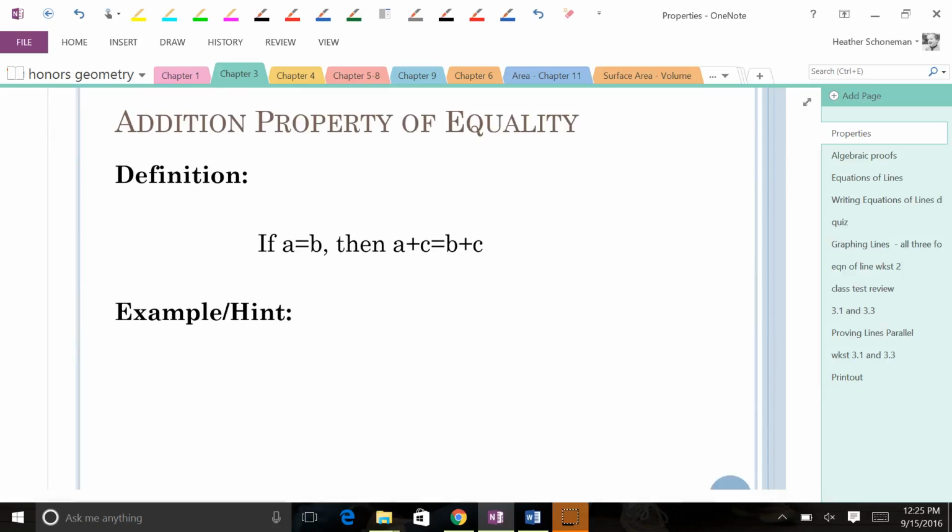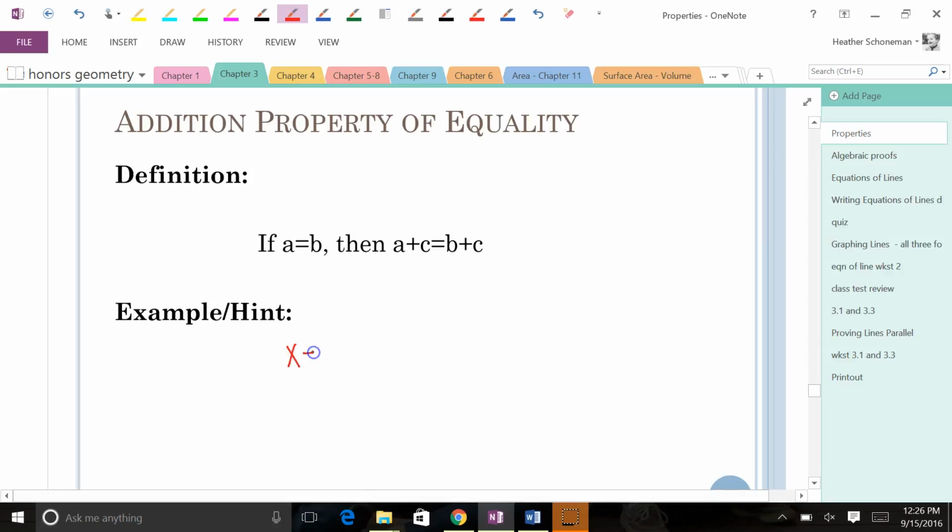Okay. Now, you use these things all the time when you solve equations, but later when we're going to do algebraic proofs, we need to be able to justify our steps. And so we're going to use these for the different steps. The first one is the addition property of equality. So if 2 things are equal, then you can add the same thing to both sides of the equation and it'll keep it balanced.